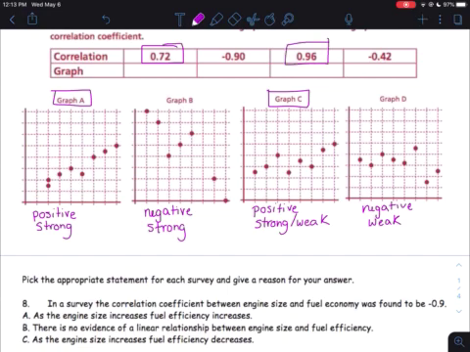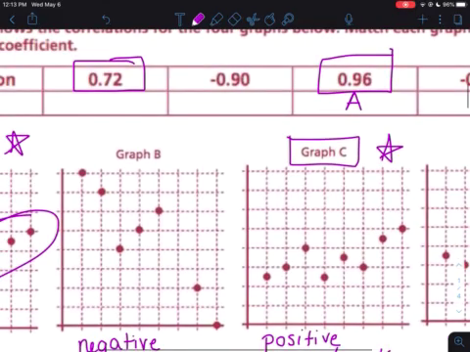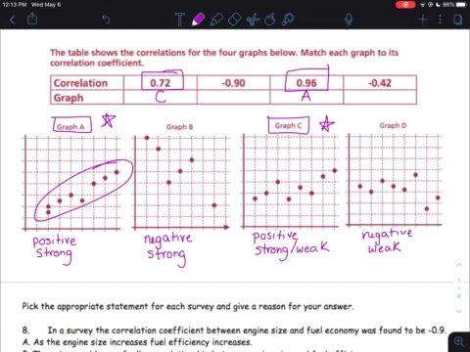So now I need to decide which one goes with which. One of them is going to be graph A, one of them is going to be graph C. So looking at the numbers, 0.96 is very close to 1. So that's going to be the stronger of the two correlations. So I look at the two graphs, A and C, which set of data looks like it's closer to an exact straight line. That's going to be this right here, graph A, which means that graph A goes here and graph C goes here, which makes sense because 0.72 is pretty strong, but not as strong as graph A.